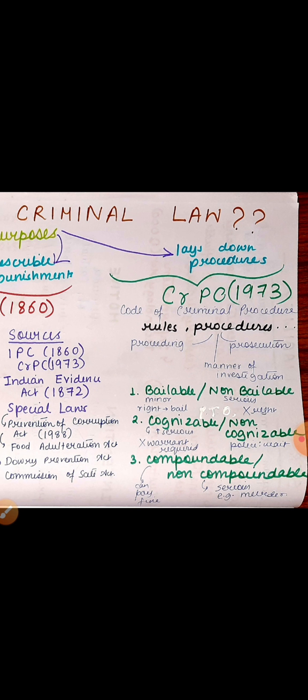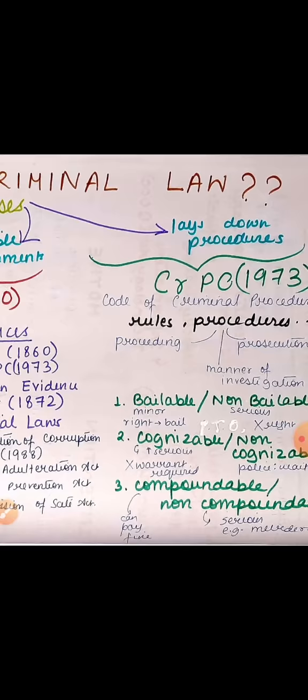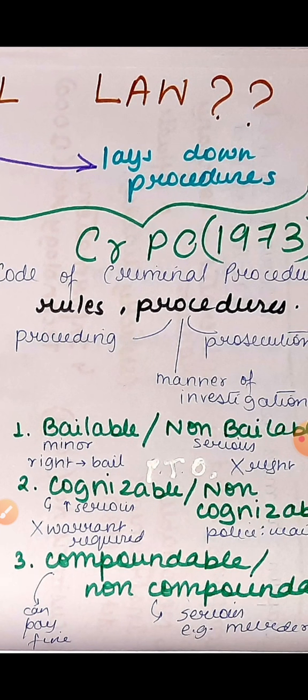Then CRPC includes the rules and procedures which have to be followed while investigating an offense by the police, and also when the prosecution or the formal trial is going on. Based on the nature and gravity, offenses are classified into bailable and non-bailable offenses, cognizable and non-cognizable offenses, and compoundable or non-compoundable offenses. Bailable offenses are minor offenses, and here the offenders, the ones who are accused of committing a crime, have the right to obtain bail.